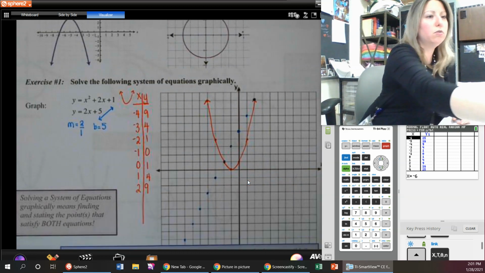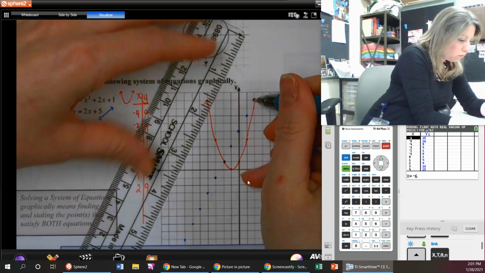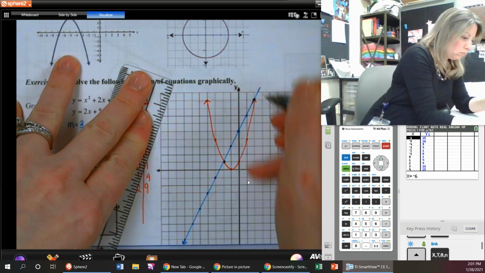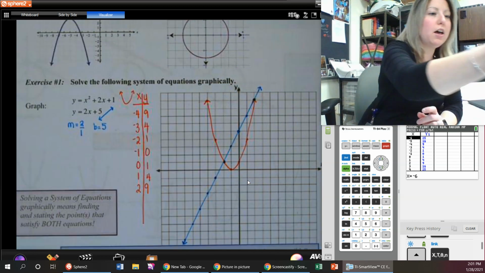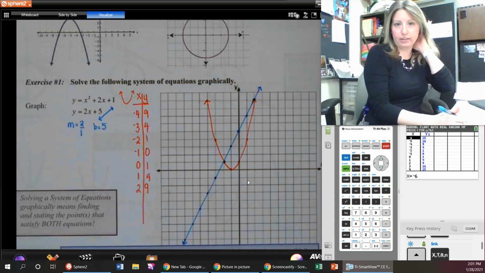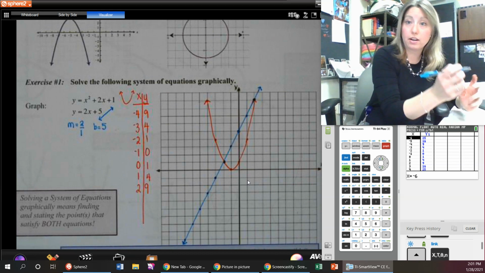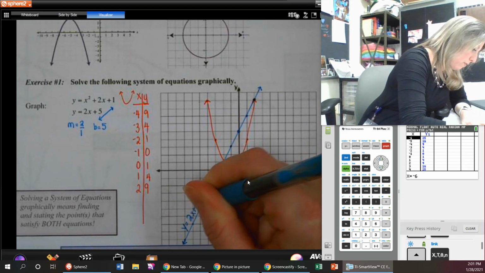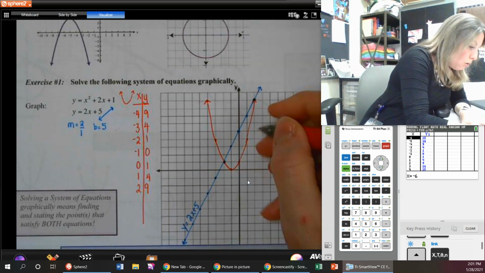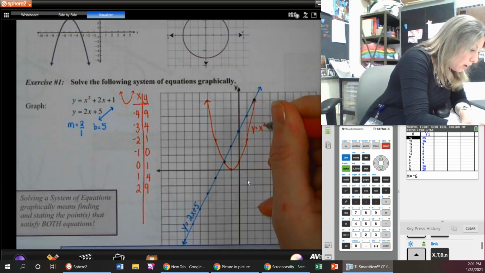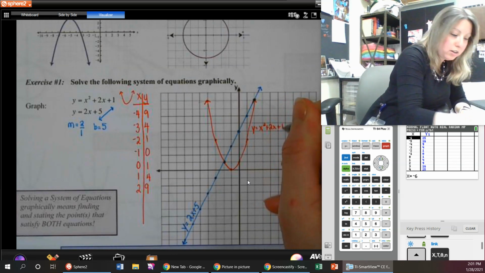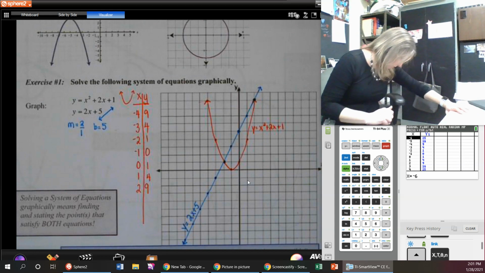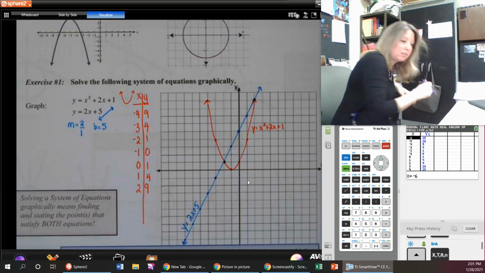There we go. Straight edge. Arrows at the ends. Now I can see two intersection points and I can start labeling. So y equals 2x plus 5 is the equation of the line. Y equals x squared plus 2x plus 1 is the equation of the parabola. Oh, I dropped the purple pen. Some of you are going to think I did that on purpose.